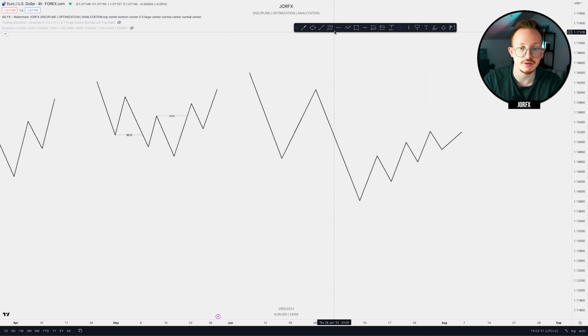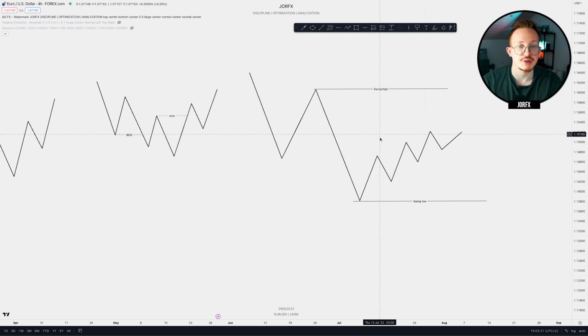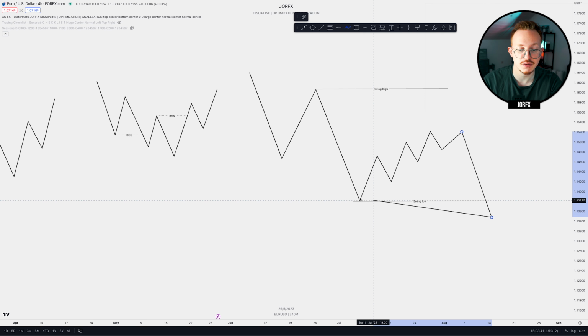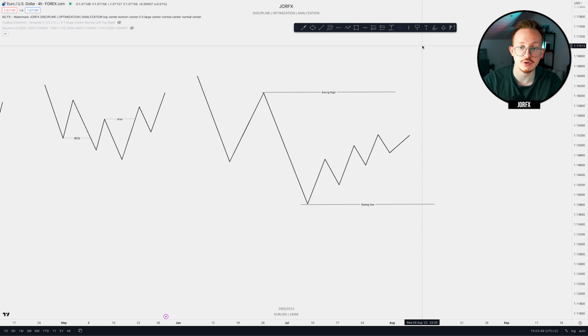So then we have internal structure. Internal structure is basically everything that happens between your swing high and your swing low. Until your swing low gets broken, this swing low stays intact, and this is all internal structure. This of course also goes the other way around. Until your swing high gets broken, this is all internal structure, and these two stay intact.